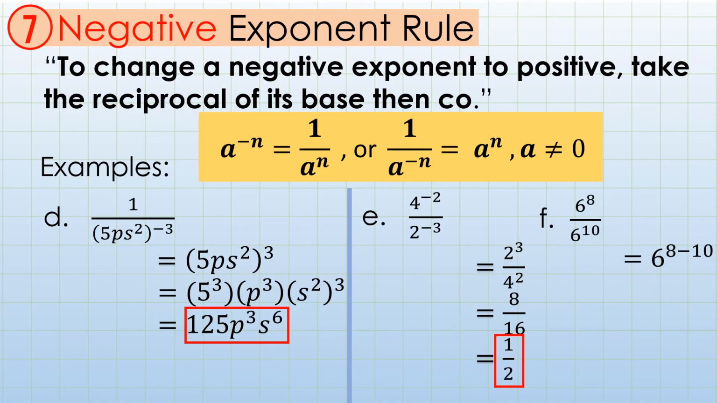Ito yung sa quotient rule kanina, no? 6 raised to 8 over 6 raised to 10. Ang ginagawa dyan sa quotient rule, kukopihin yung base na 6, tapos yung exponent, pagsusubtract 8 minus 10, kaya may negative 2 tayo. Ngayon, to resolve the issue, applyan natin ng negative exponent rule. Final answer? Correct. 1 over 36.